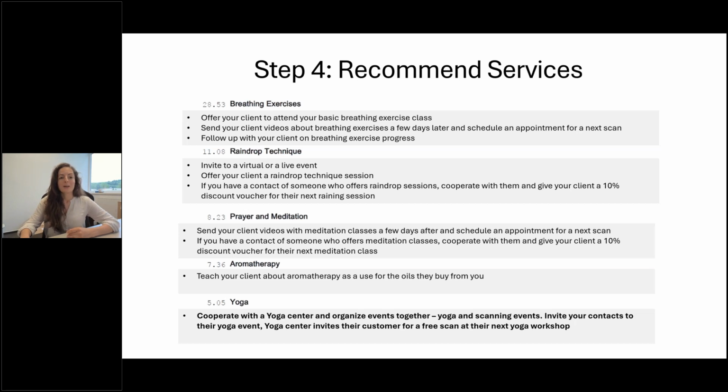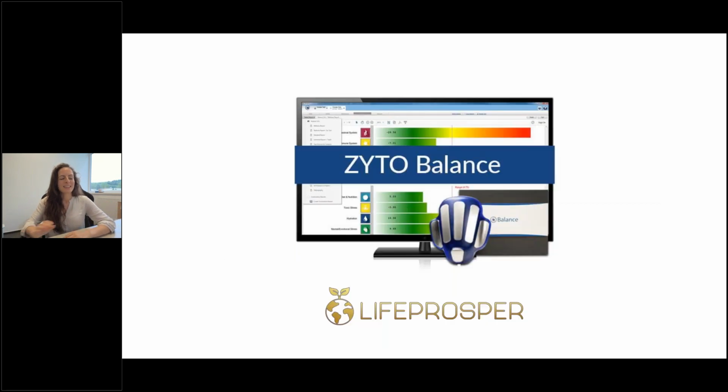But just be creative, be open to possibilities. Okay, so these are my 4 simple steps for interpreting a Zyto report. I hope that this has been helpful.